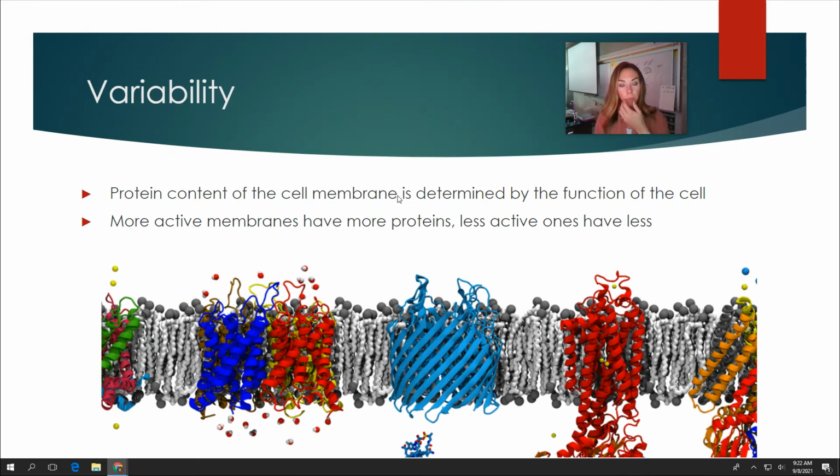If you know what type of cell it is, then you should be able to predict the proteins that are in those membranes. The more active membranes have more proteins, and the less active ones have less, right? And you can imagine that if I don't have any proteins in the membrane to let things in and out, or to receive messages, or to have anchors, then that cell's not going to be doing much except keeping the structure. Okay.